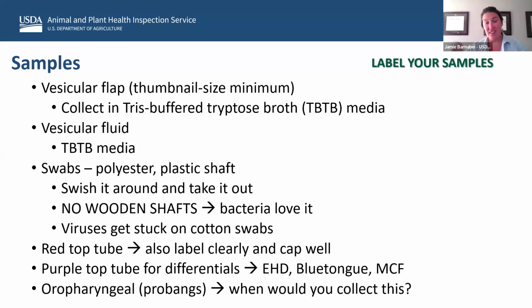So this is a sample for later, later in the disease, right? This is not something that you should go out and collect when you're out there for an initial investigation.